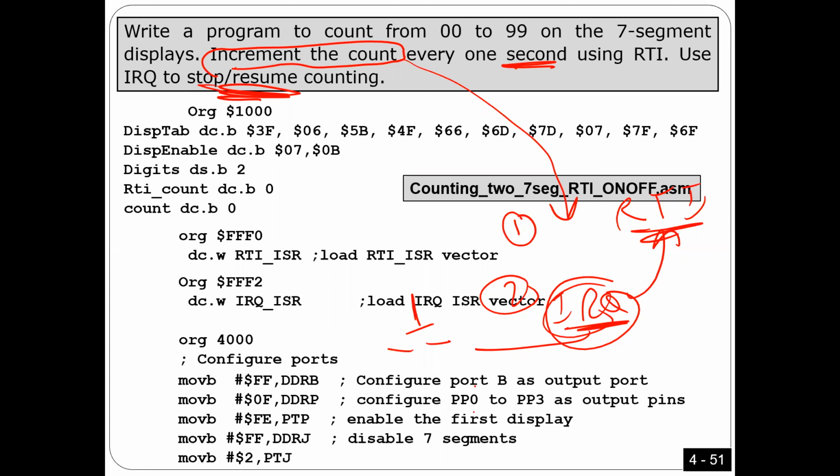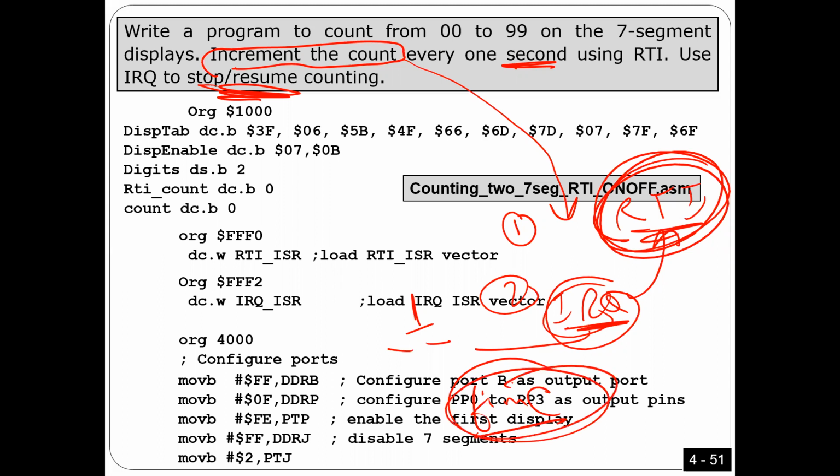The third one is time multiplexing, because in the previous program, I used RTI to take care of the time multiplexing. Now RTI is busy in something else, right? RTI now is busy in counting. So now I have another task, which is the time multiplexing. But where can I put it? You can put it in the main program. Very interesting.